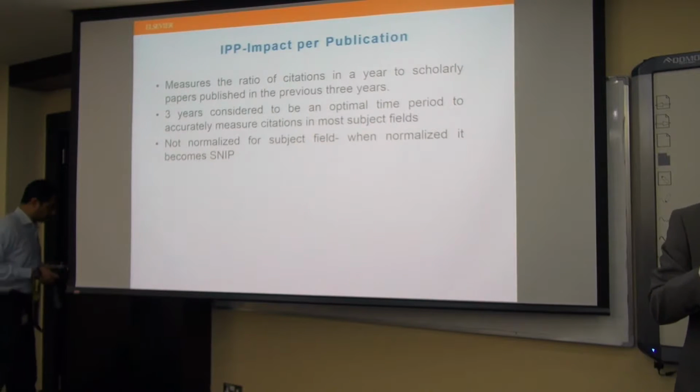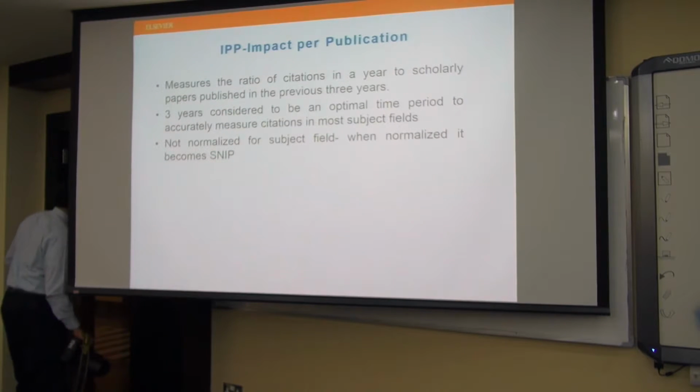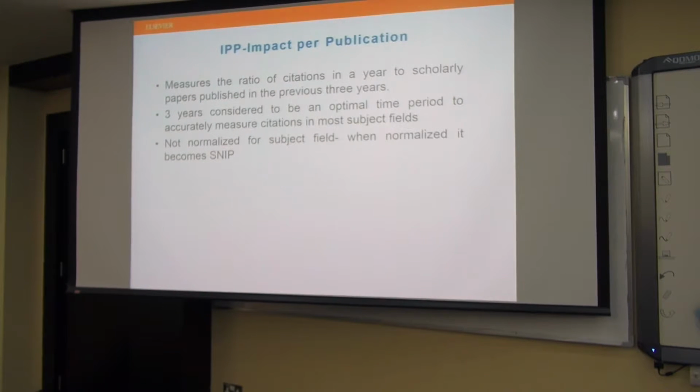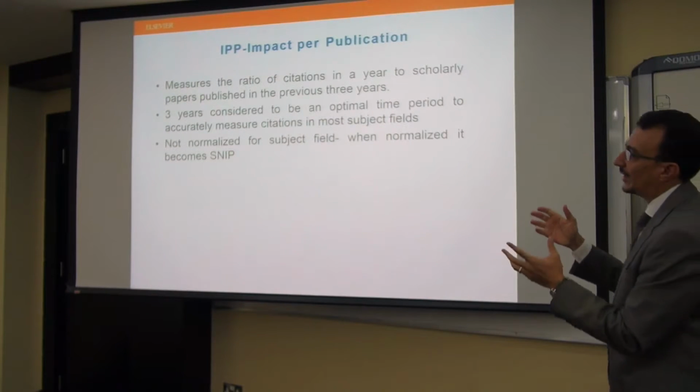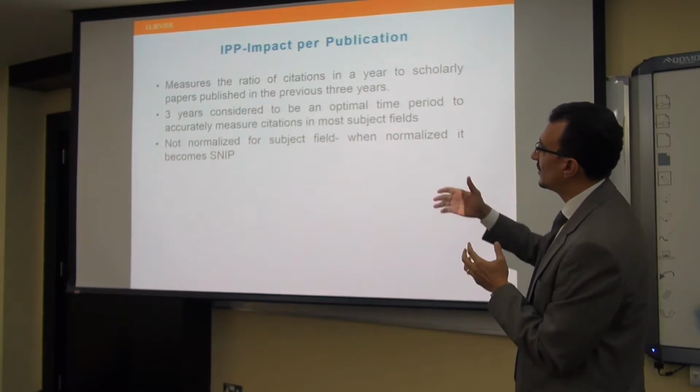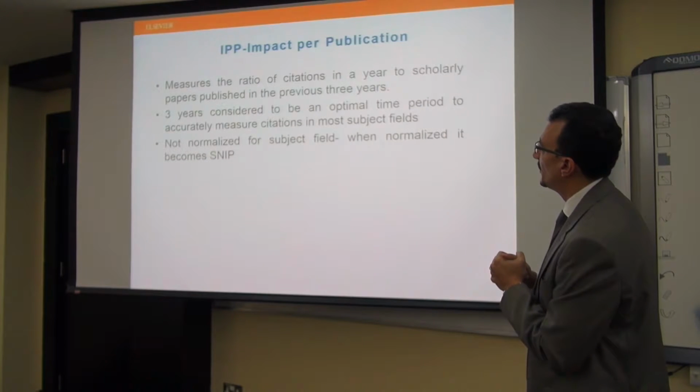And we see that 3 years is the optimal time for an article to get cited. It's not 2 years and not more than that. 3 years is the optimal time. So that is how IPP is calculated. There's definitely a complicated formula in the background. I can send it to you if you're interested, but this is general information about IPP.